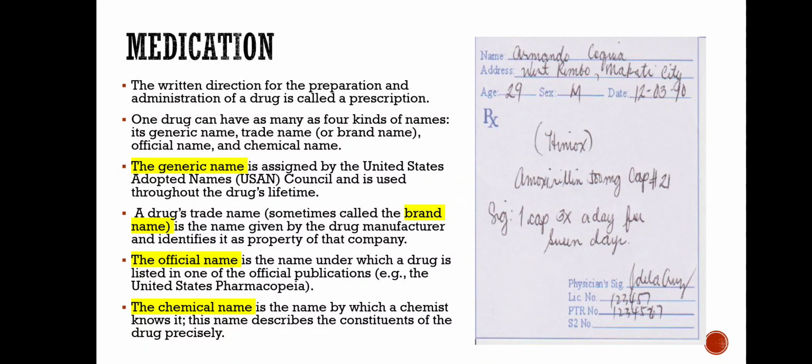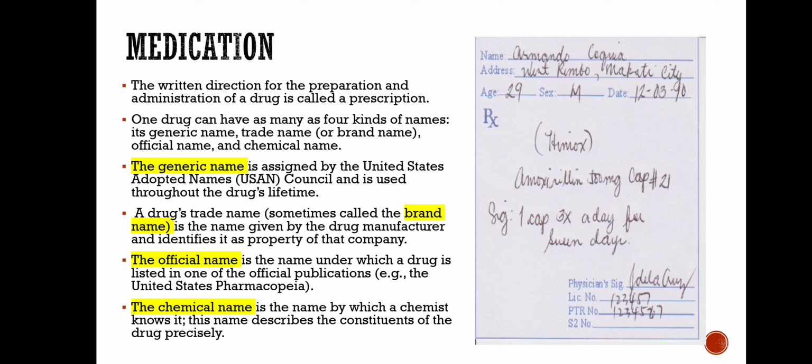So one drug can have as many as 4 kinds of names, such as either generic name, the trade name or the brand name, the official name or the chemical name. So magkakaiba. 'Di ba paminsan kasi sabi ng doktor, ito yung gamot mo, amlodipine, tapos sasabihin ng patient, ano po yung brand name niya? Sasabihin niya. Tapos pag naiba, bakit magkaiba sila pero hindi nila alam na as a whole, pareho lang yun.